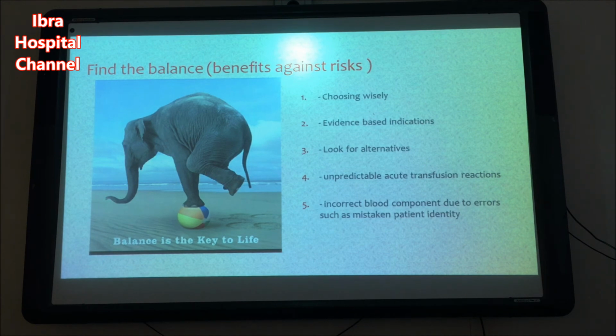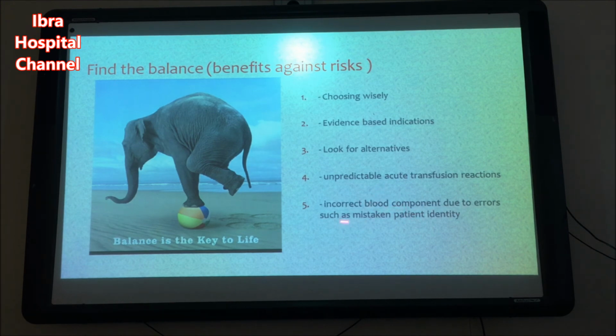And remember, harm, if it happens in childhood, it can stay for a longer time. Unpredictable acute transfusion reactions. Nobody can predict some of the allergic reactions. Whatever you do, all your screening, but suddenly 1 out of 100 patients transfused can have a serious reaction, and that we'll discuss further later on.